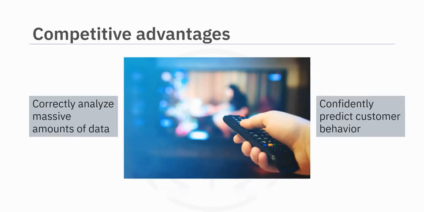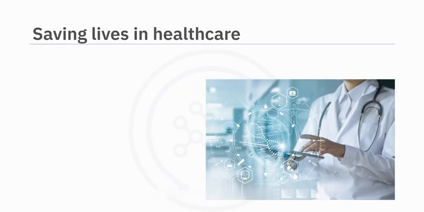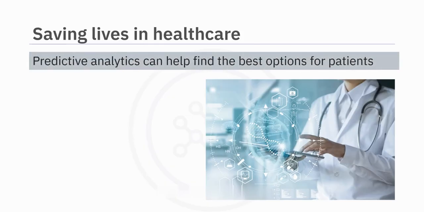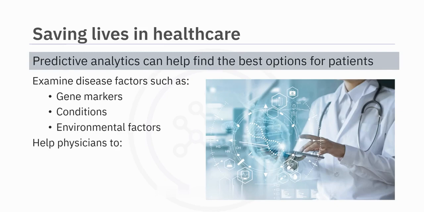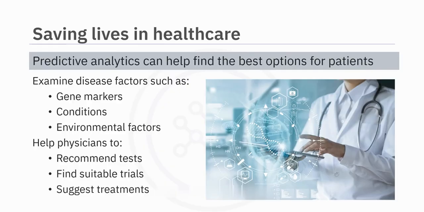Beyond helping businesses with their bottom line, data science helps companies and organizations save lives. In healthcare, data scientists use predictive analytics developed from data mining, data modeling, statistics, and machine learning to find the best option for patients. This type of predictive analytics examines factors for a disease, including gene markers, associated conditions, and environmental factors. Data scientists use their models to help physicians recommend appropriate tests, suitable trials, and suggest treatments. Developing more extensive data analytics capabilities supports healthcare organizations in moving from basic descriptive analytics towards predictive insights, thanks to data science.